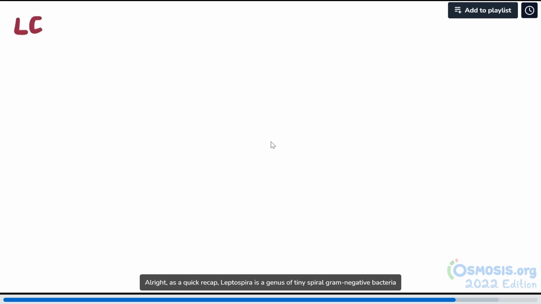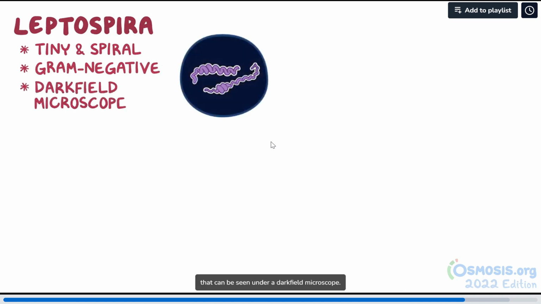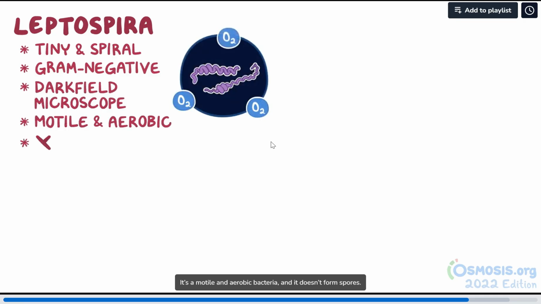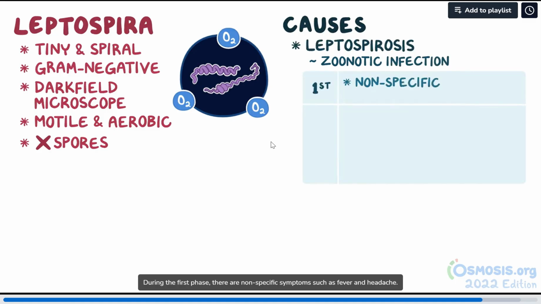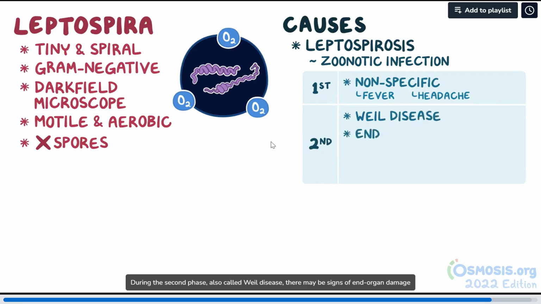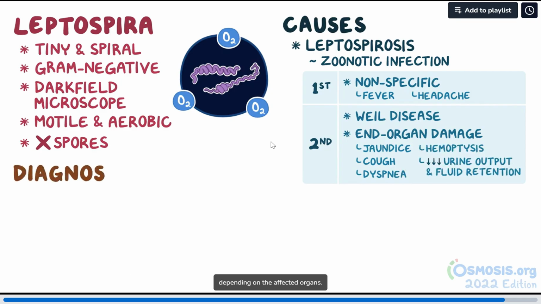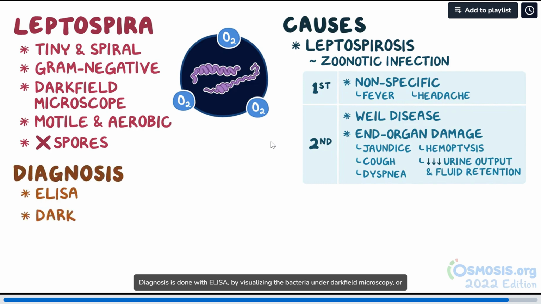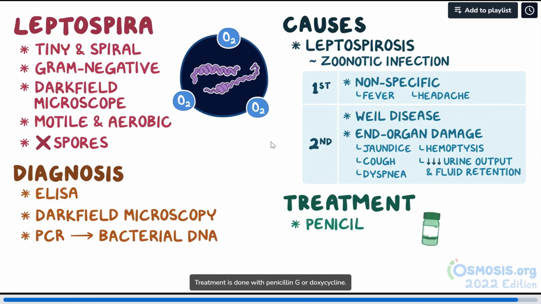Alright, as a quick recap, Leptospira is a genus of tiny spiral gram-negative bacteria that can be seen under a dark field microscope. It's a motile aerobic bacteria, and it doesn't form spores. Leptospira causes a zoonotic infection called leptospirosis, which has 2 phases. During the first phase, there are nonspecific symptoms like fever and headache. During the second phase, also called Weil disease, there may be signs of end organ damage like jaundice, a cough, dyspnea and hemoptysis, reduced urine output, and fluid retention, depending on the affected organs. Diagnosis is done with ELISA, by visualizing the bacteria under dark field microscopy, or with PCR to detect bacterial DNA. Treatment is done with penicillin G or doxycycline.